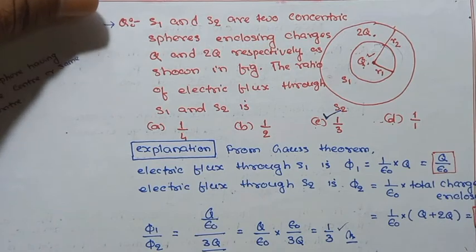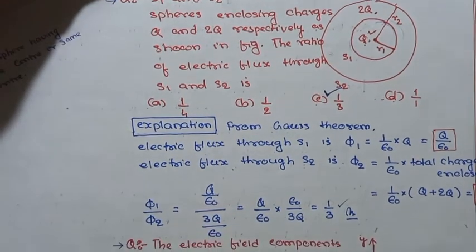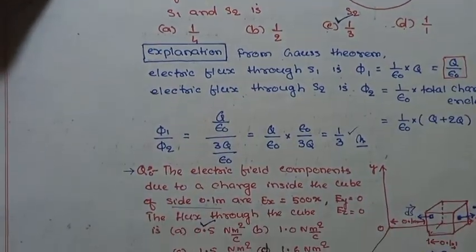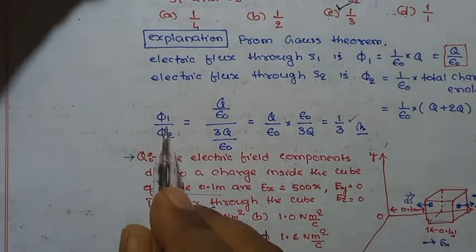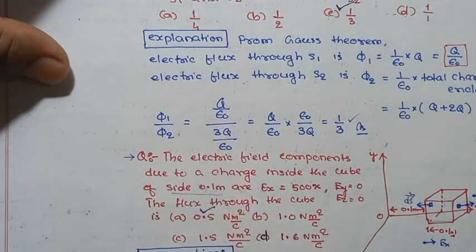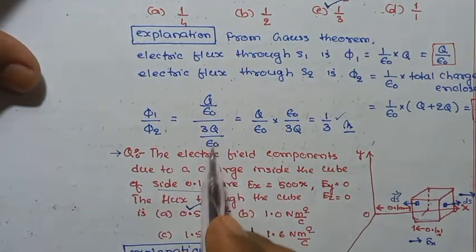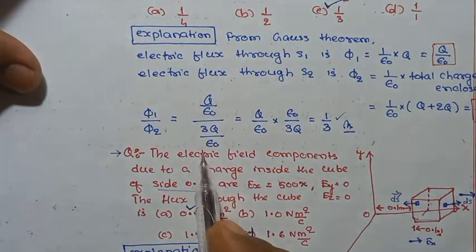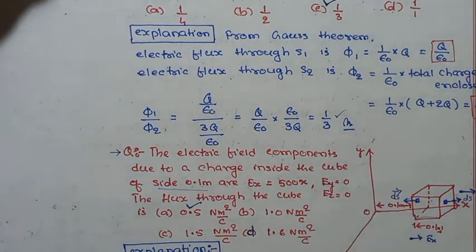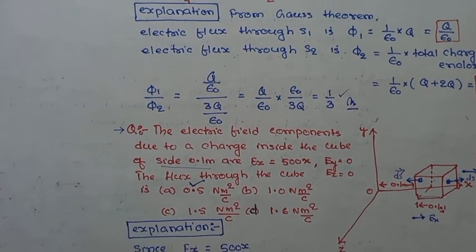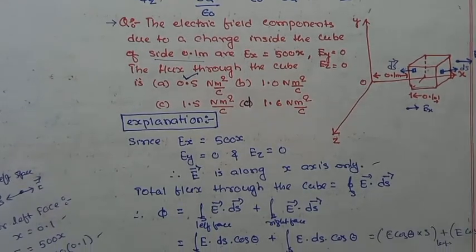Here it is asking for the ratio of the electric flux through S1 and S2. So for the S1 surface, phi 1 is equal to Q by epsilon 0. And for the S2 surface, phi 2 is equal to 3Q by epsilon 0. After solving, we'll get 1/3. Okay? Now we'll go to the next question.